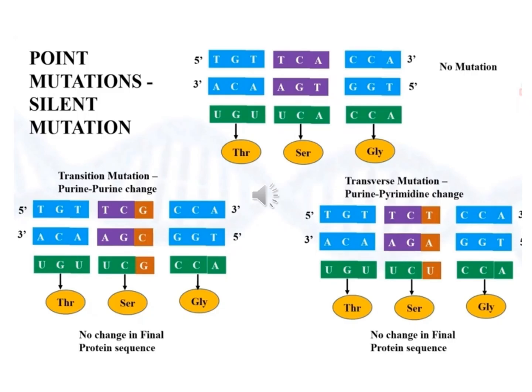And next is a transversion mutation. Here a purine to pyrimidine change occurs. The first two codons are not affected, and the third one is changed to a pyrimidine instead of a purine. The complementary nucleotide is changed and the codon is changed, but the amino acid is the same, and the final protein sequence is not changed. These types of mutations are called silent mutations.